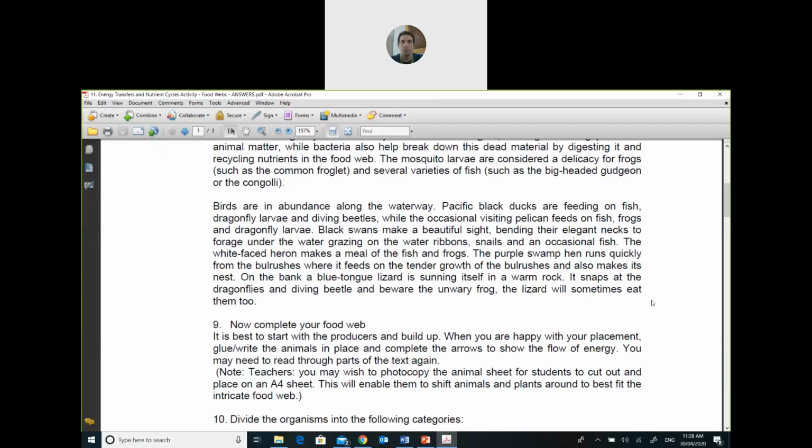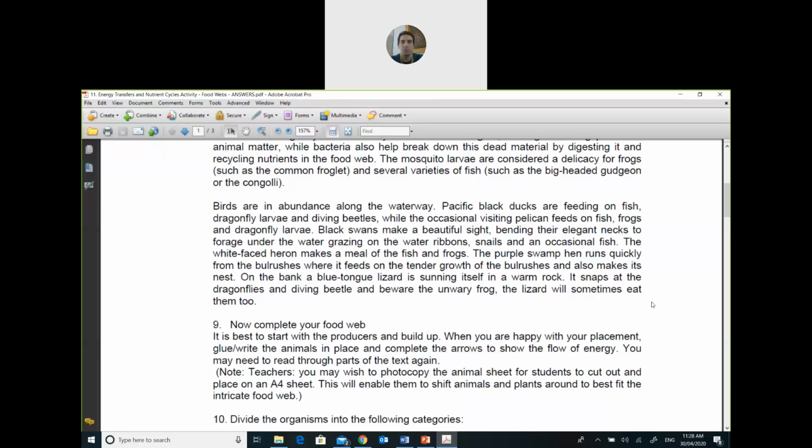We're told birds are in abundance along the waterway. So Pacific black ducks are feeding on fish, dragonfly larvae, and diving beetles, while the occasional pelican feeds on fish, frogs, and dragonfly larvae. Black swans make a beautiful sight, bending their elegant necks to forage under the water, grazing on the water ribbon, snails, and occasional fish. And the white-faced heron makes a meal of the fish and frogs.